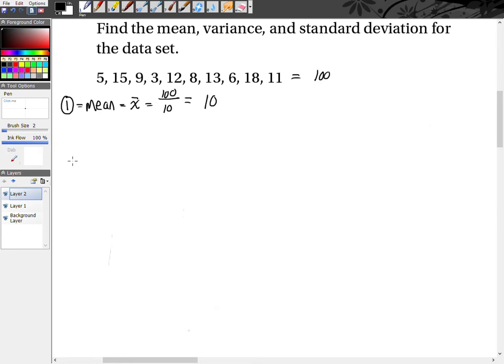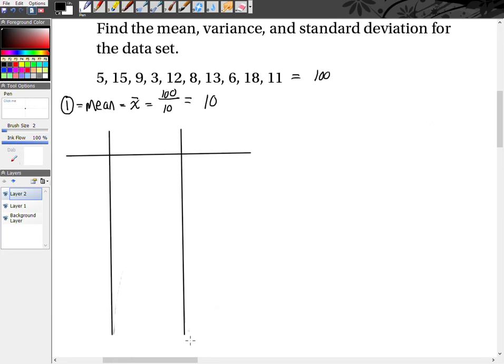So I'm going to organize myself and my work by making a table. And in this first column, I'm going to have my x values, which are all the numbers in the data set. In the second column, I'm going to have my x values minus the mean. This is called the deviation. And in the third column, I'm going to have my x values minus the mean squared. And this is called the squared deviation.